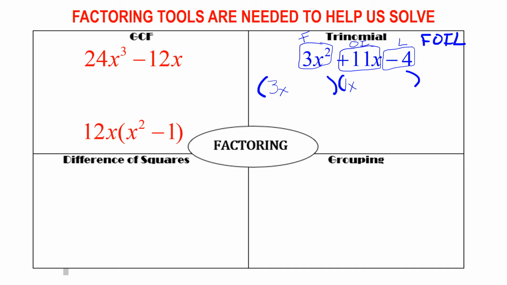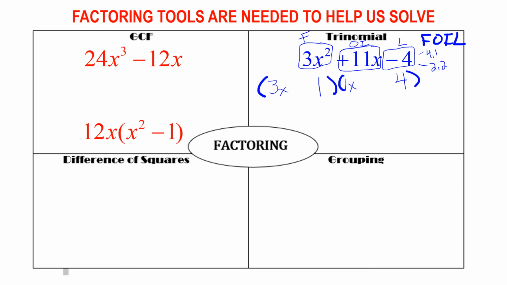So my last two terms in both sets of parentheses are going to be something times something to get to a negative 4. And at the same time, those inner and outer numbers have to add to an 11x. So if we put a 1 here and a 4 here, because numbers that multiply to 4 are 4 and 1, and also 2 and 2, I'm going to try 4 and 1, and if that doesn't work, we'll go on to 2 and 2.